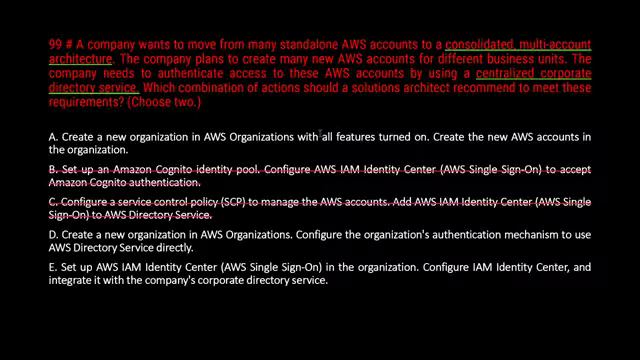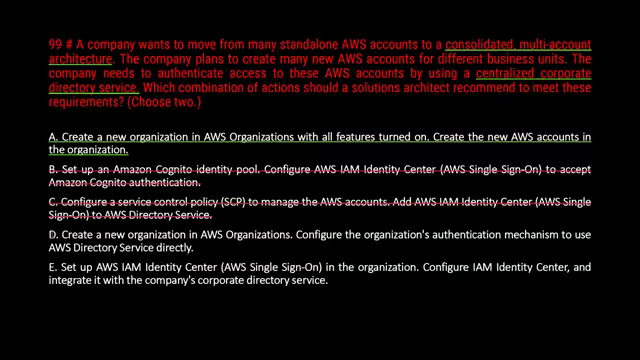Okay, so first of all, option A, we will create an organization in AWS with all features turned on, then we will create the new account. So this is the first part of the question. Done. We already got it. Consolidated multi-account architecture means use AWS Organizations. Okay, I think you will remember that for the next 20 years. Then we have the centralized corporate directory service. Okay, for that, let's see which one to use.